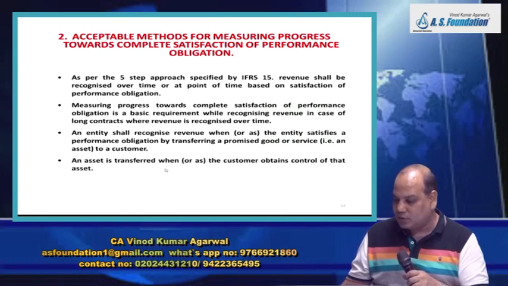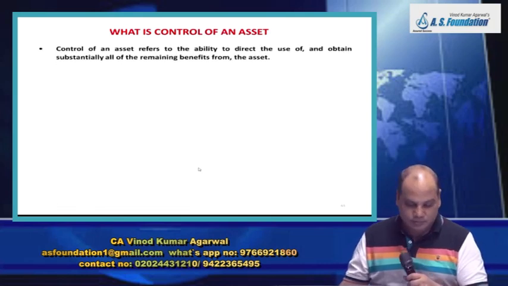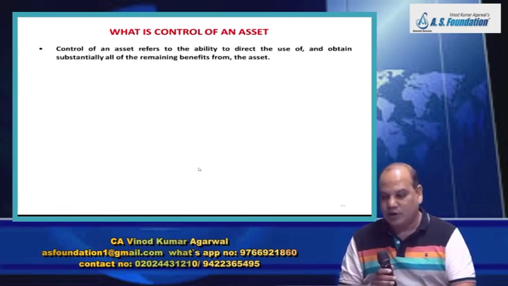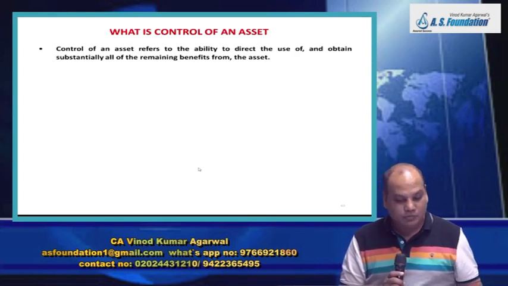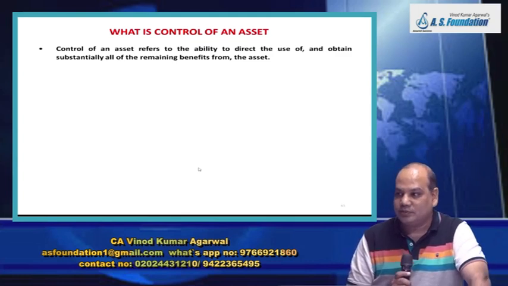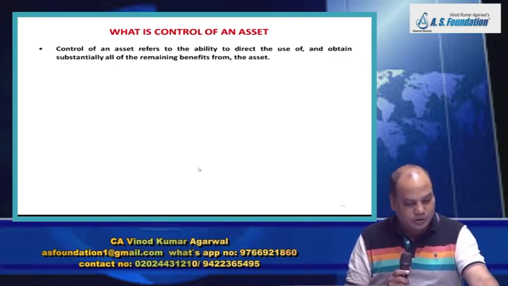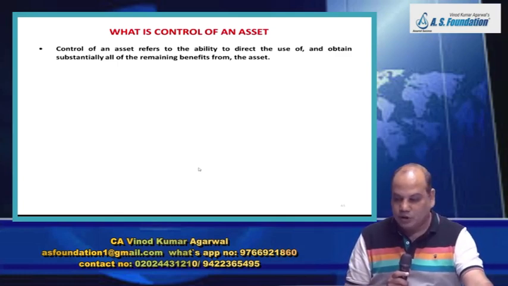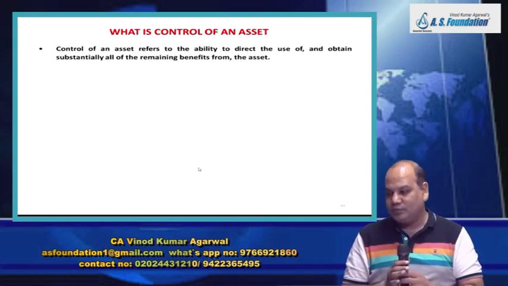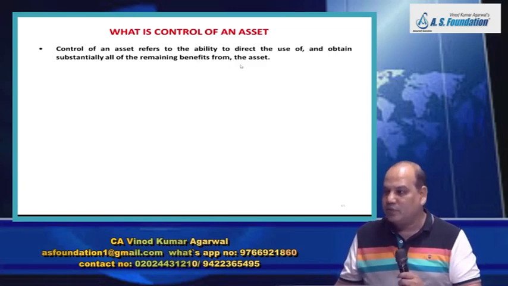An asset is transferred when the customer obtains the control of the asset. Now, today we will see exactly what you mean by control, because the standard says a performance obligation is complete when the control is transferred to the customer. So what do you mean by control is transferred to the customer? Control of an asset refers to the ability to direct the use of and obtain substantially all of the remaining benefits from the asset.